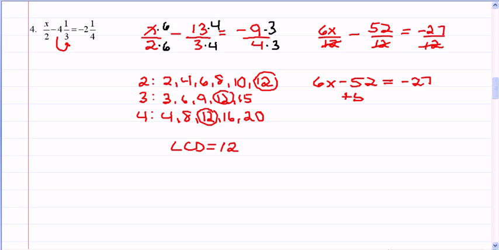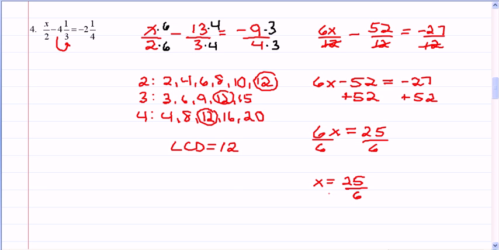And I continue by adding the 52 to both sides, so that I get 6x equals negative 27 plus 52. I want to subtract the two numbers and take the sign of the larger. 52 minus 27 is 25. And then if I divide both sides by 6, I get x is equal to 25 over 6.